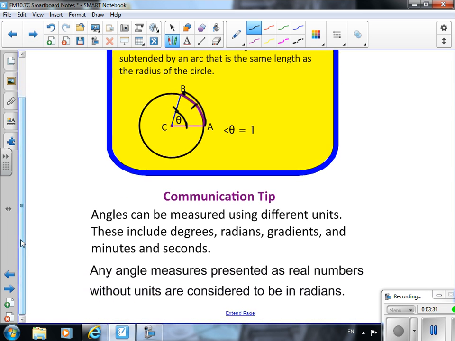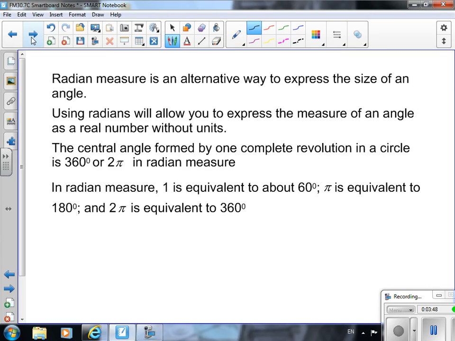Angles can be measured using different units, and these can include degrees, which you're familiar with, radians, which we're going to see in this outcome, gradients, and minutes and seconds. Any angle measures presented as real numbers without units are considered to be in radians. So just a little bit about radian measure. It is an alternative way to express the size of an angle. Using radians will allow you to express the measure of an angle as a real number without units.